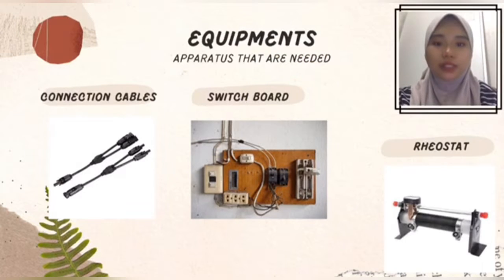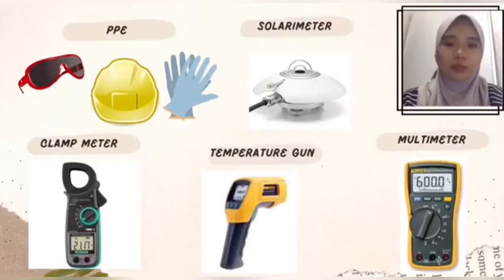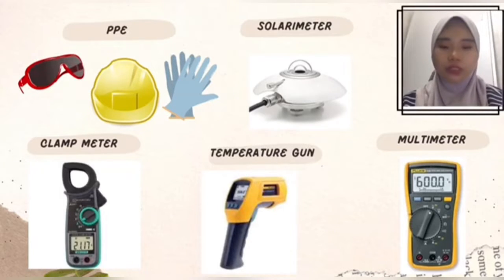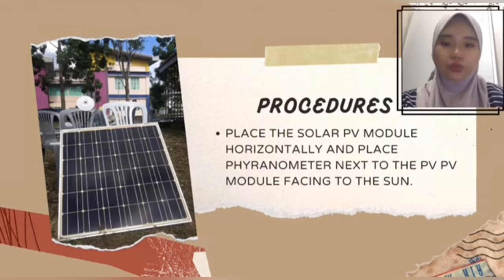The equipment needed for this experiment are connection cables, switchboard, rheostat, and PPE, personal protection equipment such as sunglasses, hard hat, and gloves. Next, we need a solarimeter, clamp meter, temperature gun, and multimeter. Now we're moving on to the procedures on how this experiment is run.